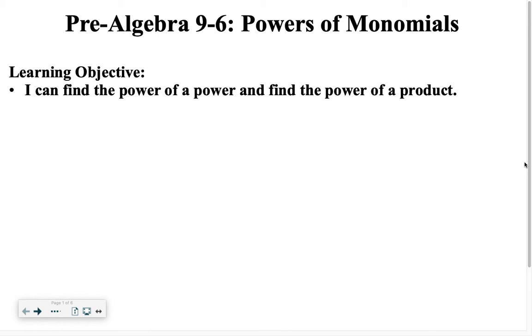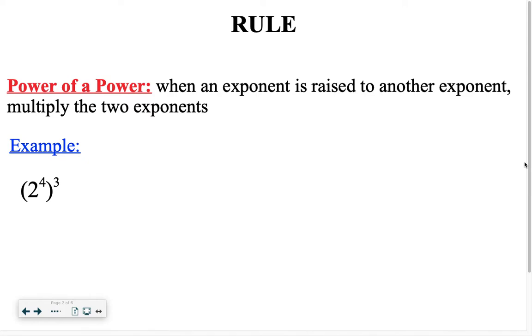Hello class, welcome to Pre-Algebra Lesson 9-6, which is all about powers of monomials. By the end of this lesson, you should be able to find the power of a power and find the power of a product. So let's start first with what a power of a power is.